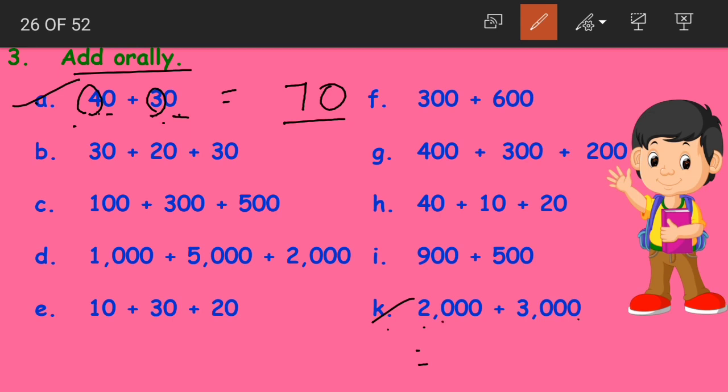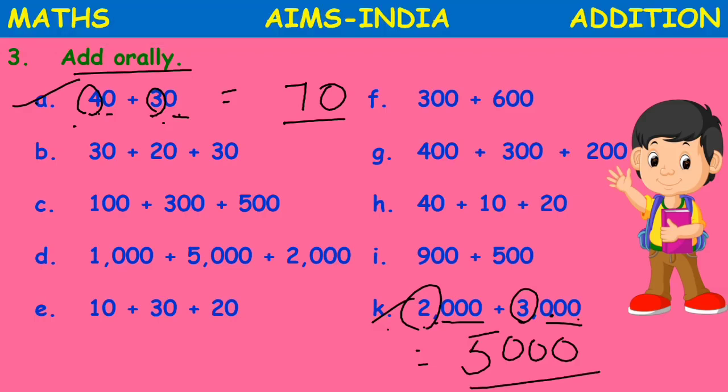Now coming to the last question. 2000 plus 3000. Both belong to the same group, that is thousands. We are having three zeros in both the numbers. So we are writing 3 zeros in the answer as well. Now 2 plus 3 becomes 5. So we are writing 5 in the answer. 2000 plus 3000 becomes 5000. Is this clear, children? So this is your homework for today.